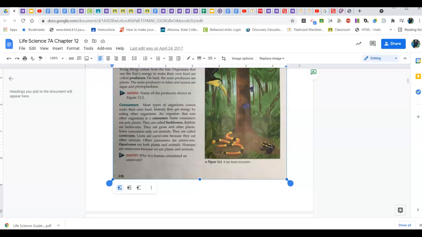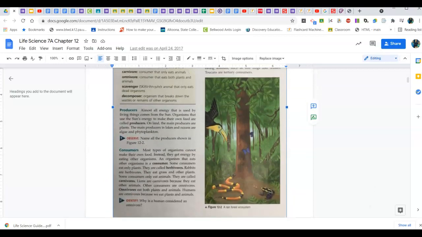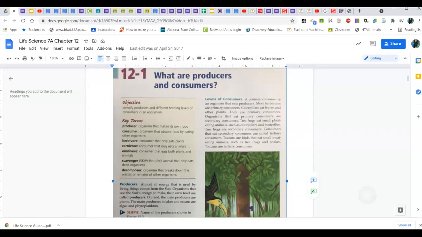Why is a human considered an omnivore? Well, because even if you don't like your vegetables, we eat bread. Okay, bread, pasta, all comes from grasses that we know as wheat. If you eat a lot of meat, that's different types of animals that have been killed to process for us.